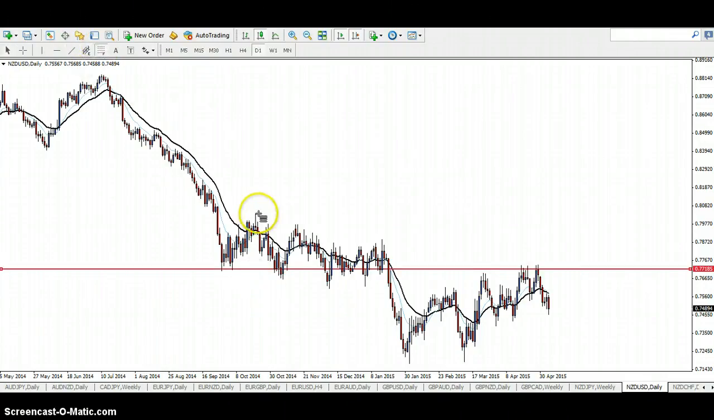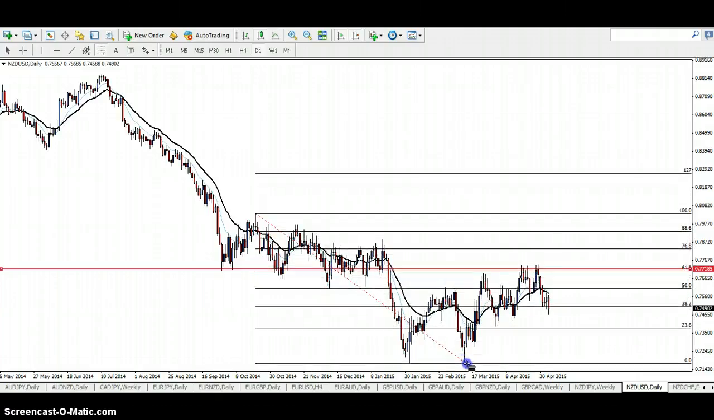Then we'll take the Fibonacci, so its highest point out of this range, then we'll take it right down to the bottom. And as you can see, support and resistance is around that 61.8 level. So what happened was we're now trading on the downside of the 20-day moving average, so it looks like we could be trending downwards.